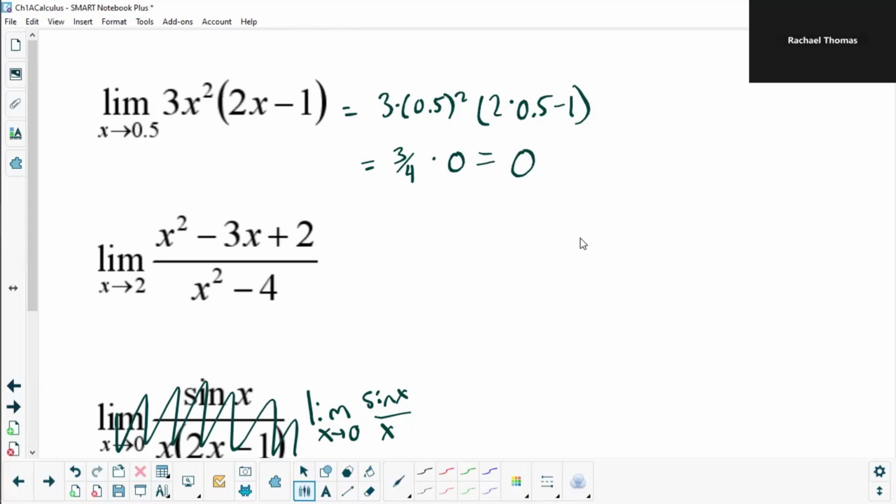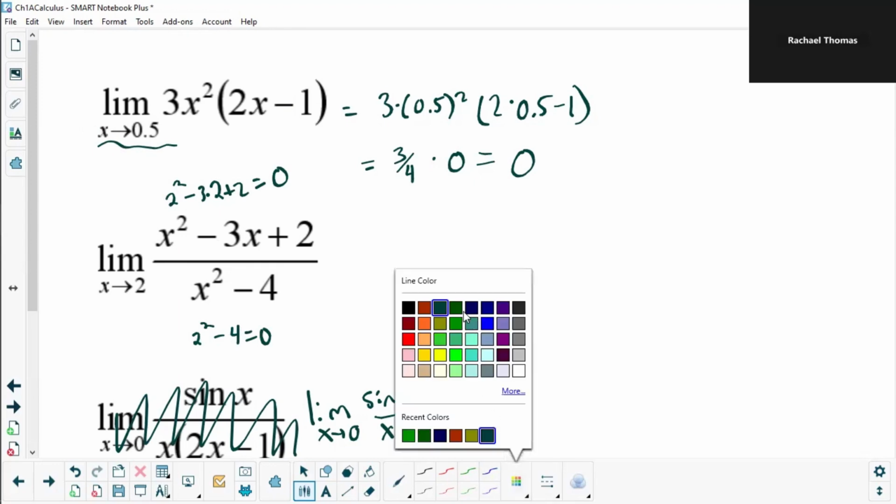If that happens, if you plug in an x value and you get a number, you're done. That's it. And I properly used equal signs here because I have a limit expression on the left and I have numbers on the right, and those two things can be equal to each other. Sweet. Down on this next one, if I try plugging in 2 squared minus 3 times 2 plus 2 is 0. 2 squared minus 4 is 0. Uh-oh, 0 over 0. So I can't just plug in and get an answer.